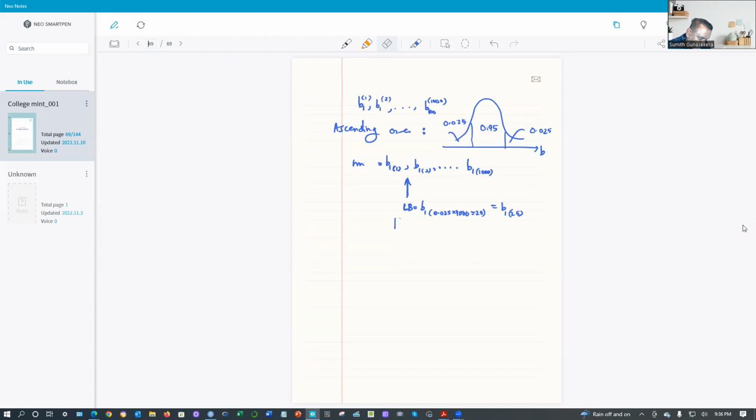In a similar fashion, you have over here the upper bound. That's the lower bound. So B1 .975 times 1000, which is the 975th entry, B1 975th entry. This is ascending order. You have a minimum here, and you have a max here.